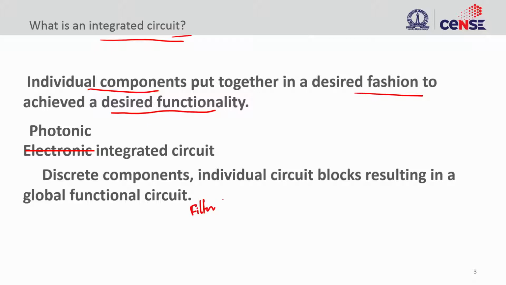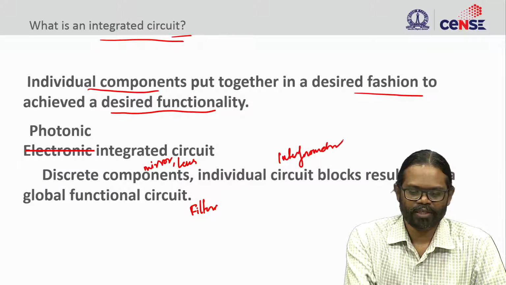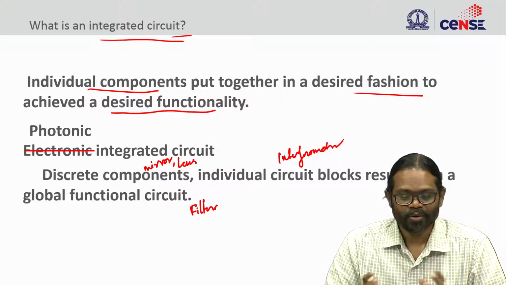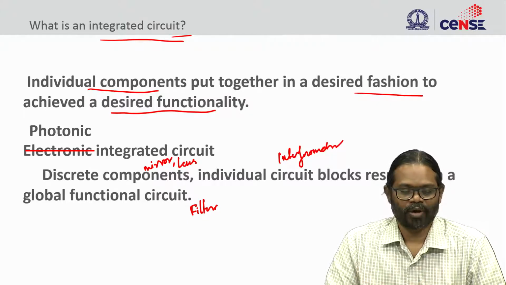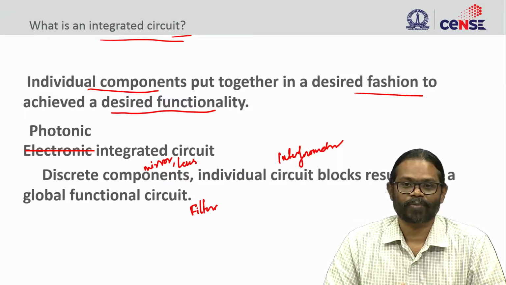This global functionality could be, for example, a filter. So, you want to filter light, okay, and here the discrete components could be a mirror element, and we also use lens, right. These are all discrete components and individual circuit blocks. What could be a circuit block when it comes to a filter? It could be an interferometer. An interferometer is wavelength selective, right. So, that is a small circuit. Having all of this together, we call it a photonic integrated circuit, right.